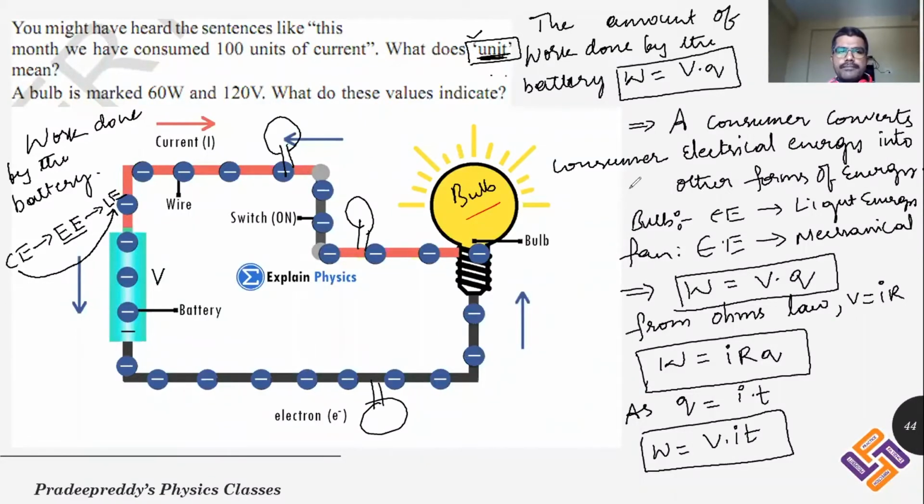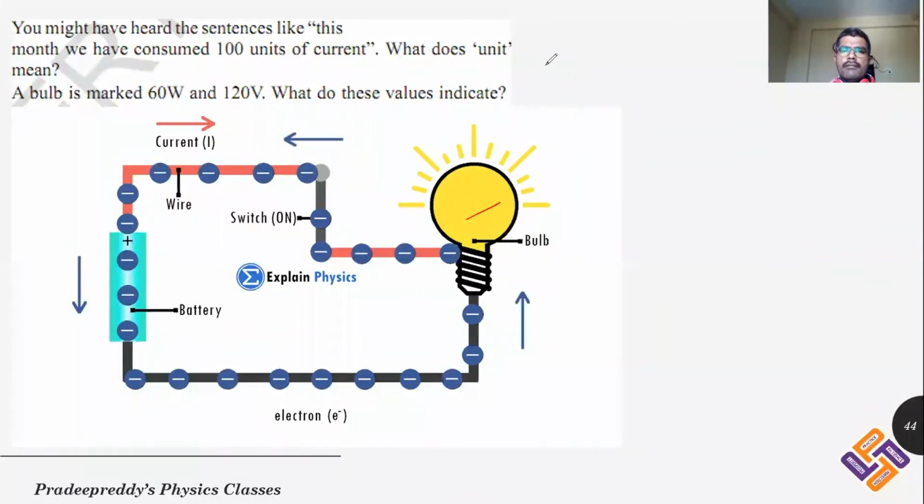So this is the way we can clarify a unit, 100 units. Now, the bulb marking 60 watt and 120 volt. So what does this 60 watt and 120 volt mean? It means that this indicates the power consumed by the bulb at this much voltage. I'll tell you about that clearly. Let us consider a bulb. Upon this bulb, it is marked as 60 watt 120 volt.